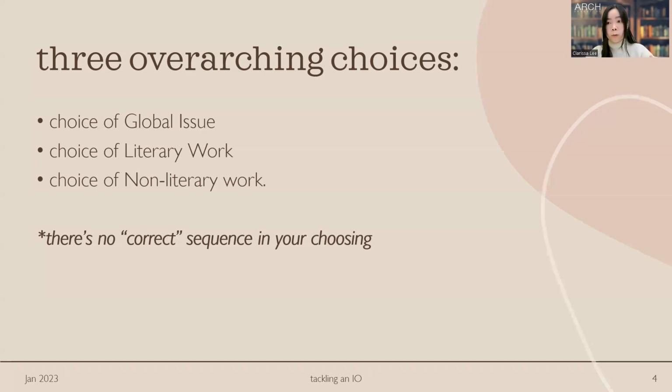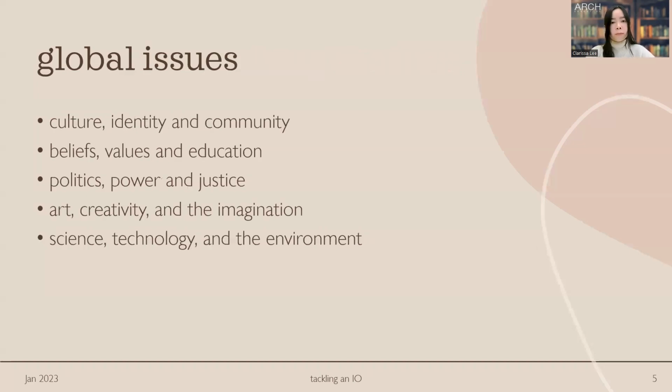So choose your literary work and then your non-literary work, or your non-literary work and then your literary work. Choose a pair of texts and then see what common theme, what common global issue they have. And then before you lock in on that global issue and narrow down your topic within it, there's no correct sequencing. It depends on what you genuinely want to explore in your oral.